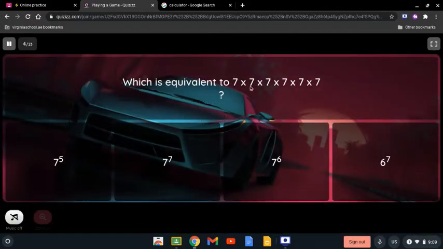Which is equivalent to 7 times 7 times 7 times 7 times 7 times 7. What we do here is count how many times 7 is multiplied by itself. So 1, 2, 3, 4, 5, 6. So it's 6 times, which means 7 to the power of 6, because we multiplied 7 by itself 6 times.